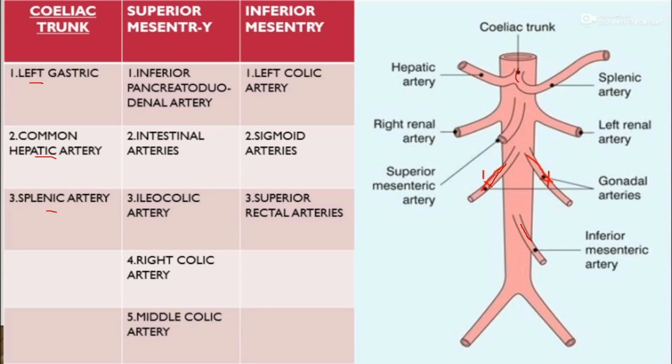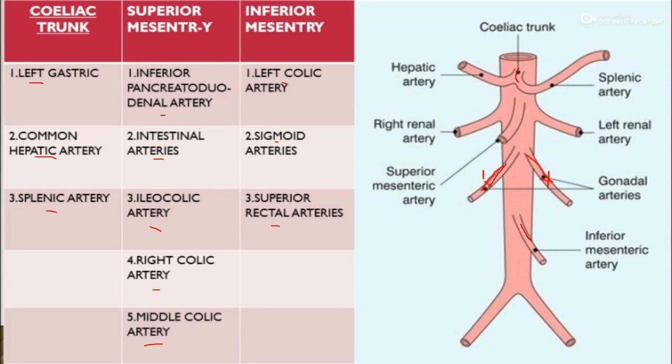Then the superior mesenteric has five branches. Superior pancreatico-duodenal is coming from the branches of the celiac trunk. Inferior pancreatico-duodenal is coming from the superior mesenteric. Then we have intestinal arteries, ileocolic artery, right colic artery, and middle colic artery. The inferior mesenteric is supplying the hindgut, which divides into the left colic artery, sigmoid arteries, and superior rectal arteries.